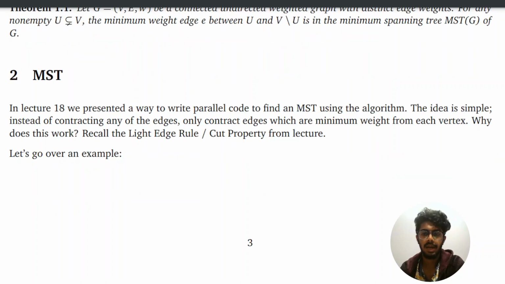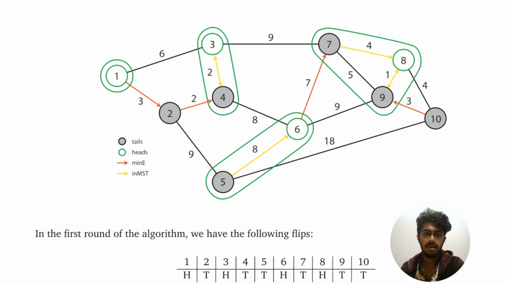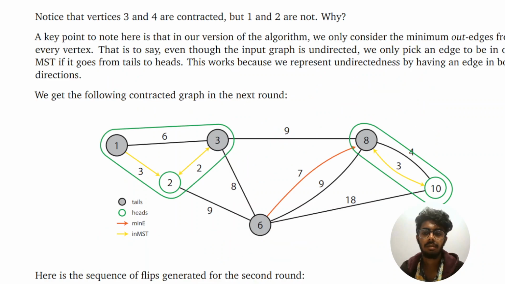Let's go over an example. In the first round of the algorithm, we have the following flips. As you can see in the PPT, there are a few heads and a few tails. Notice that vertices 3 and 4 are connected but 1 and 2 are not. Why?